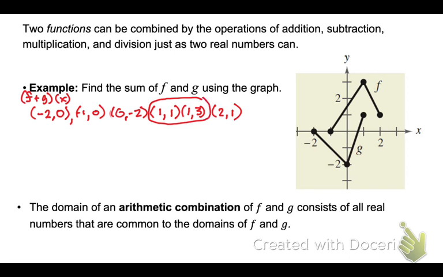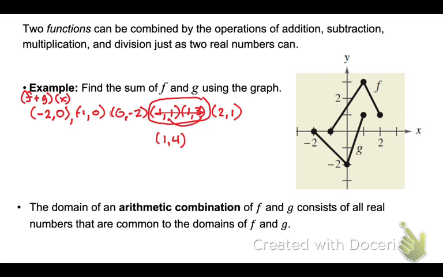So at 1, what's 1 plus 3? 4. So that point would be 1, 4. Not 1, 1, and 1, 3. Do you get what's happening? You don't add the x's, you add the what? Y's. The y's. So I need to go back.